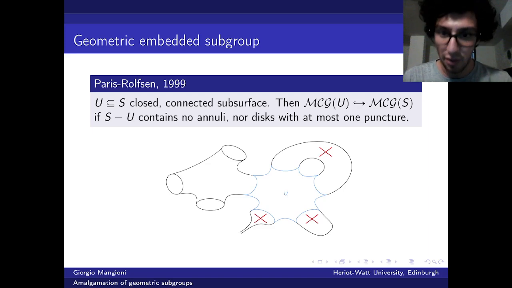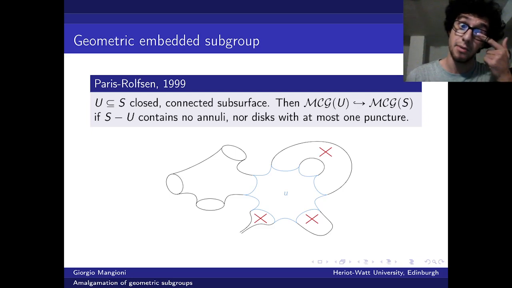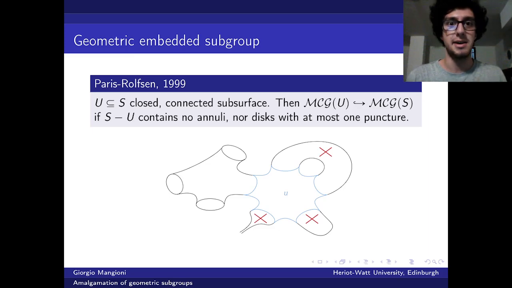And so our goal is to state a theorem saying when two such geometric embedded subgroups generate an amalgamated free product over their intersection.